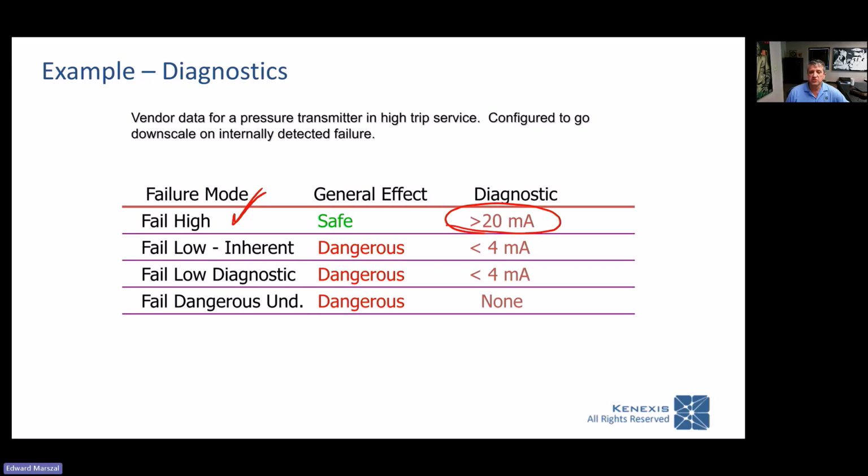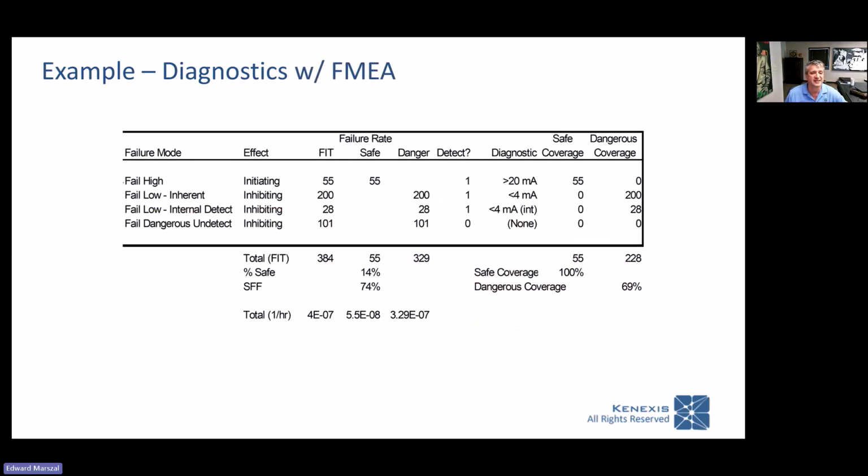What test? So fail high is detected by the reference diagnostic test of, is the signal over 20 milliamps? Fail low, both of the fail lows will be detected by the diagnostic test of the reference signal: the signal is less than a 4 milliamp reference. So all these are reference diagnostics, not comparison diagnostics. And then finally, dangerous undetected. I have no diagnostic that's going to be able to detect those. That's why it's called dangerous undetected.